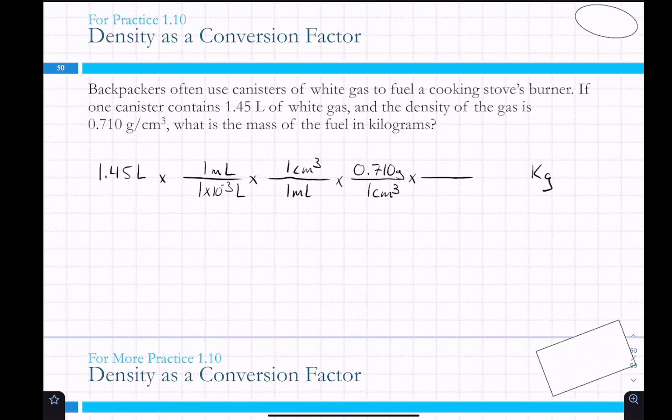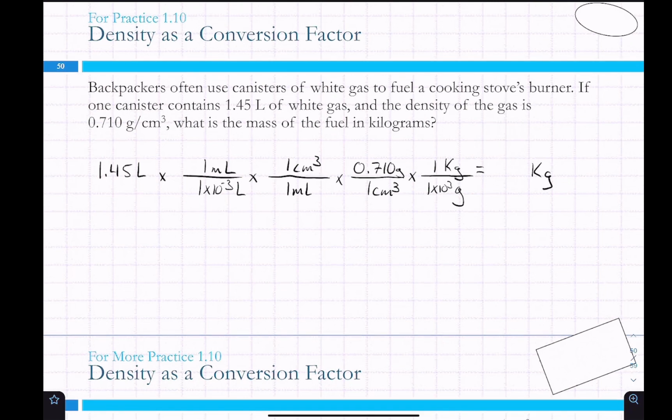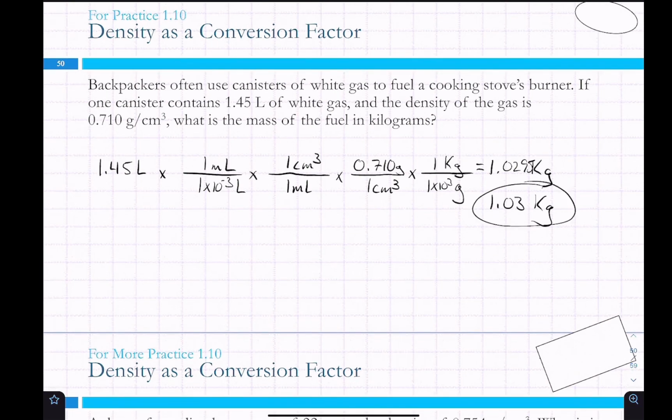So this is not even the way that I normally do this. Grams: 1 times 10 to the 3 grams is 1 kilogram. So 1.45 times 0.710, and then divide by 1e to the negative 3, divided by 1e to the 3. Oh, there's another trick we could have done here. How many sig figs? Yeah. So this would be 1.03 kilograms. So you have done 1 times 10 to the negative 3 kilograms is 1 gram.